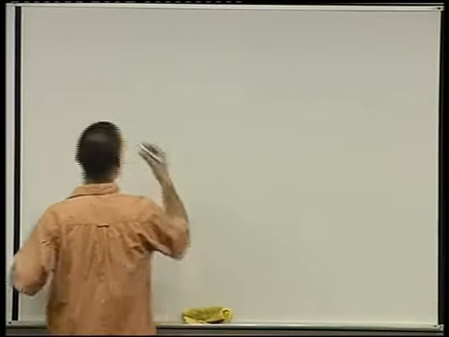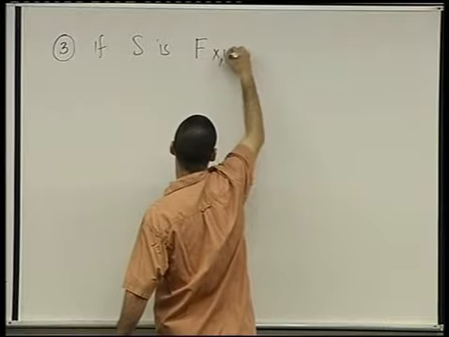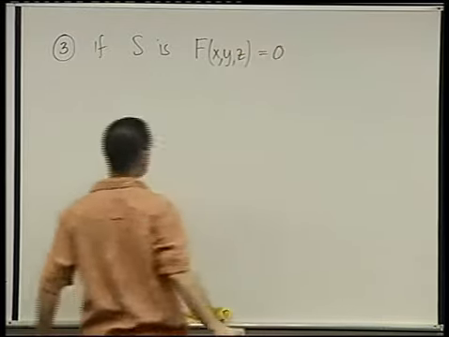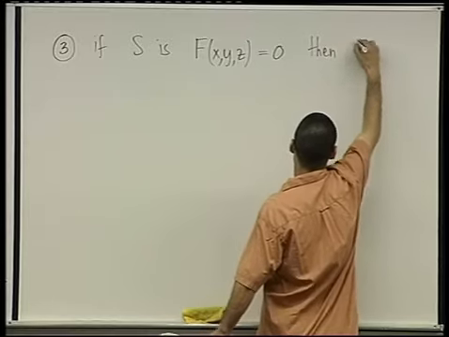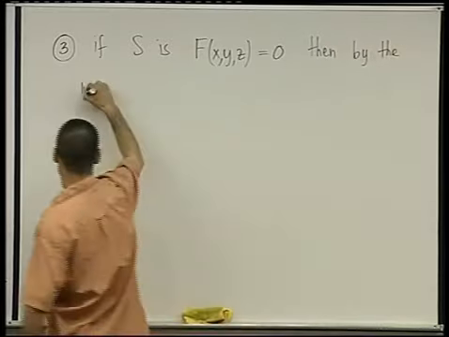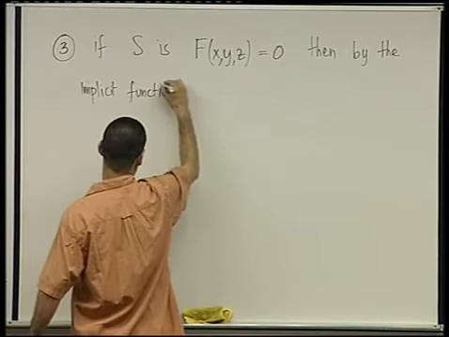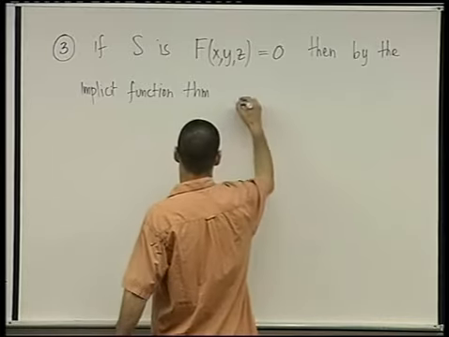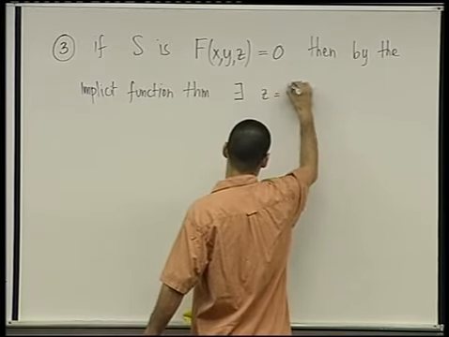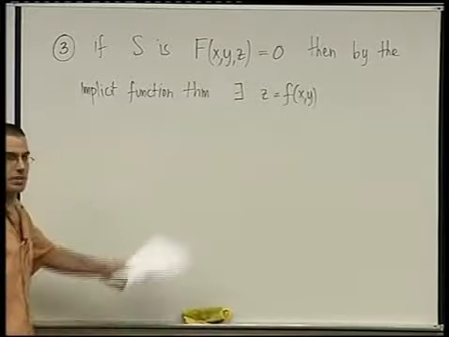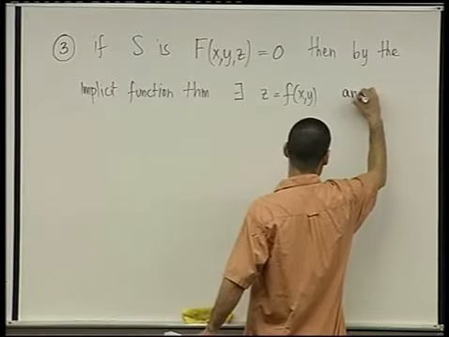So this was remark number 3. If S is some implicit function, a surface given by some equation, then by the implicit function theorem, we know that there is, at least locally, we can express z as f of x, y. I'm assuming that everything is smooth, everything is C1, everything works. So we can write z as f of x, y, and we know the derivatives.